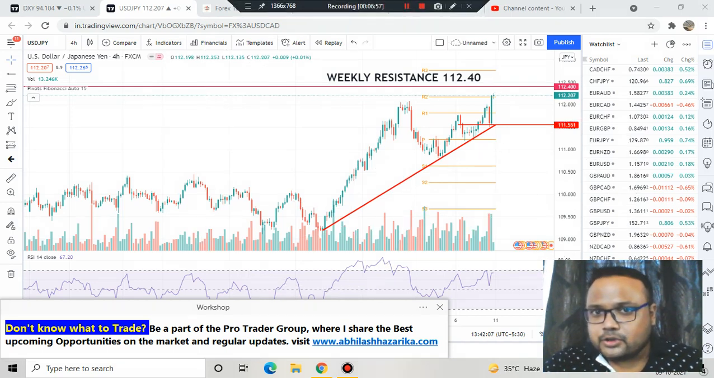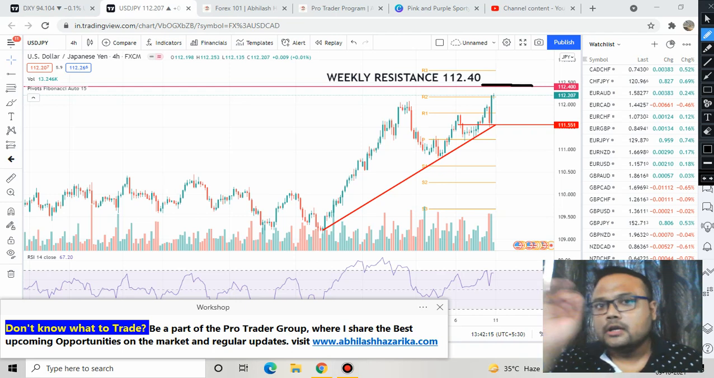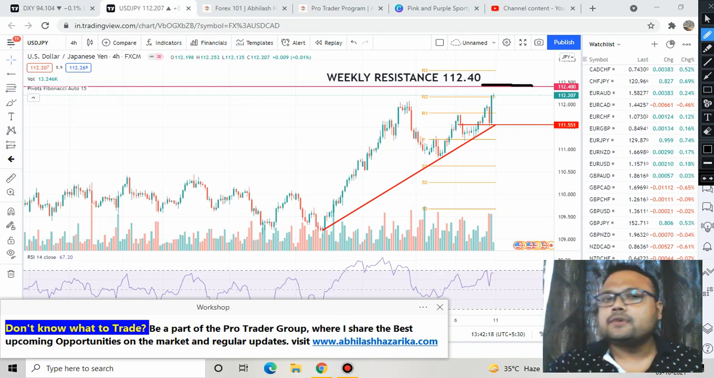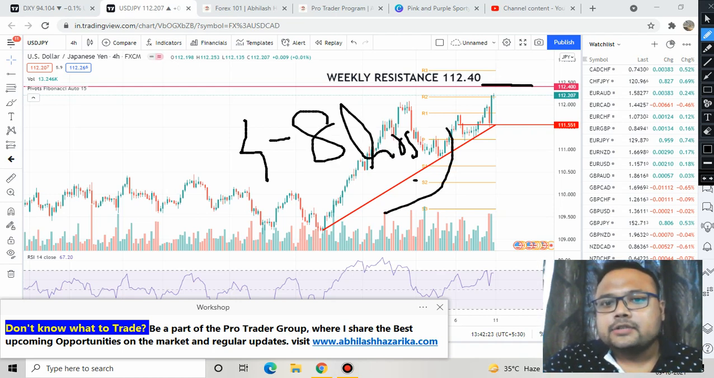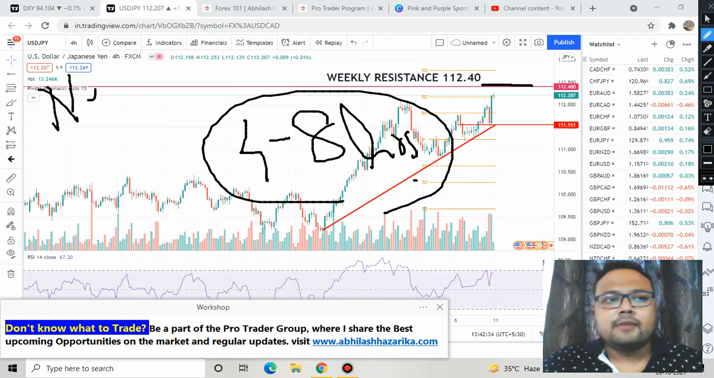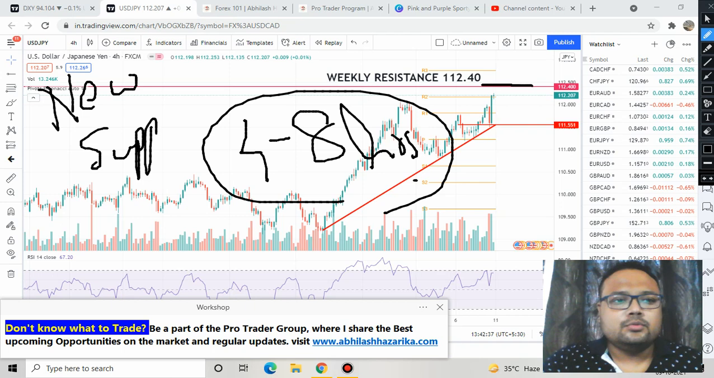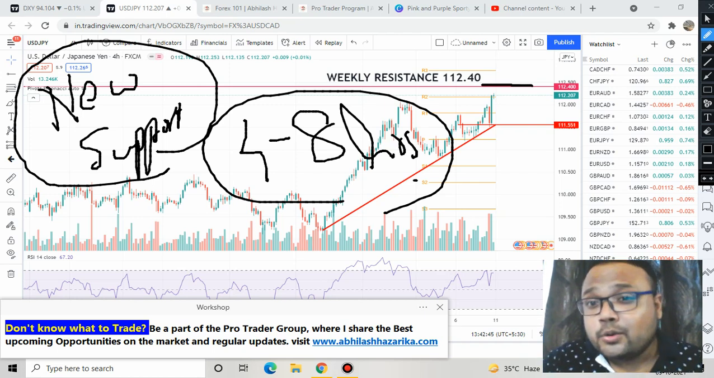Your third trading opportunity is, if the market breaks the weekly resistance level of 112.40, then observe the price for 4 to 6 hours, or at least 4 to 8 hours. If you see that the market is trading comfortably after 8 hours, then you will get the confirmation that 112.40 is the new support for the market. Then you can go for a buy, because this will be the new support and our new area of value as well.